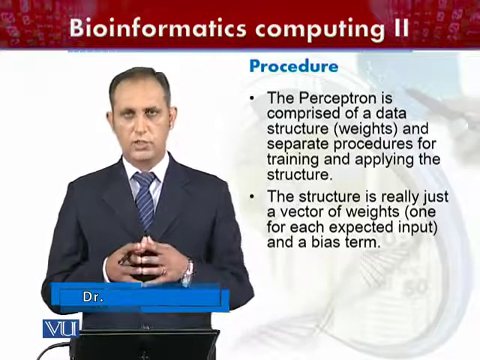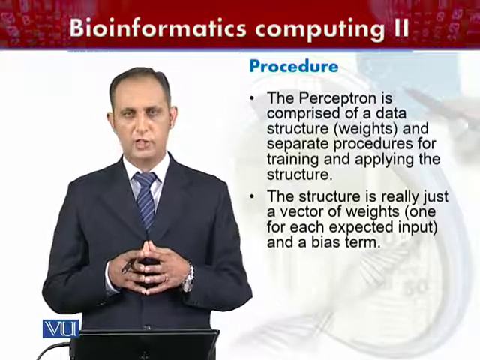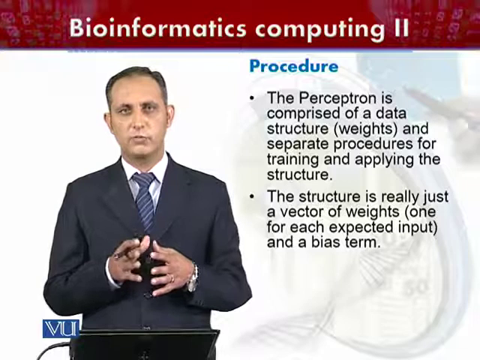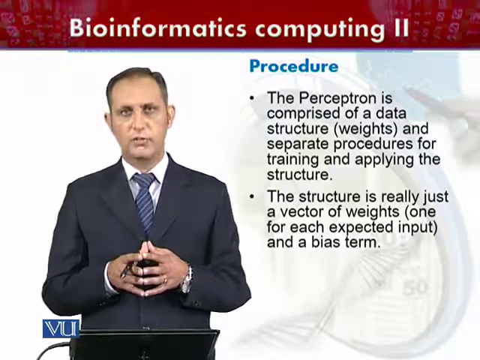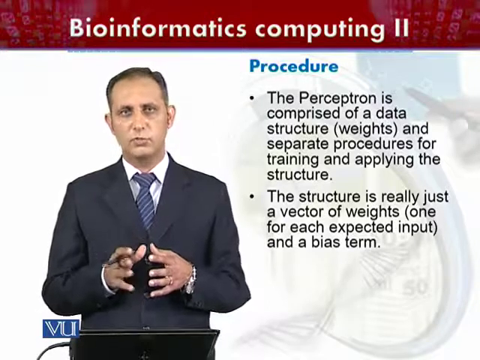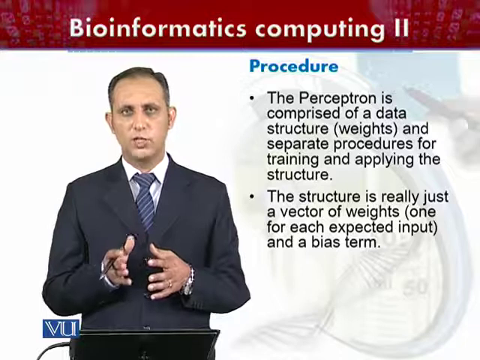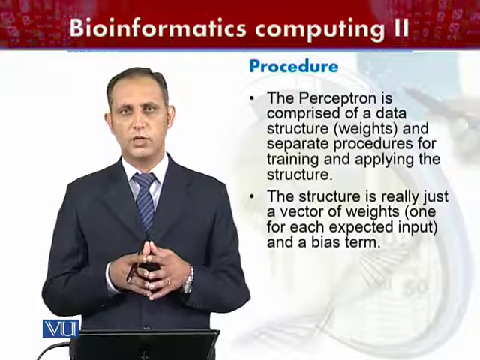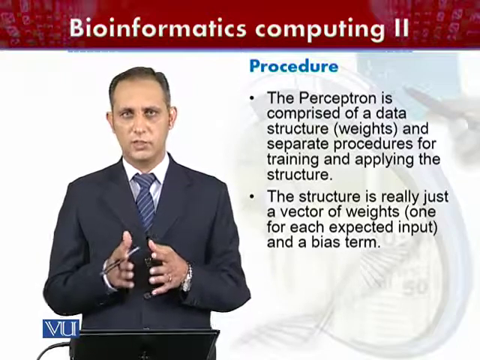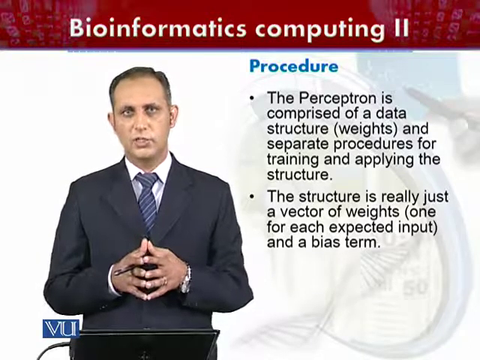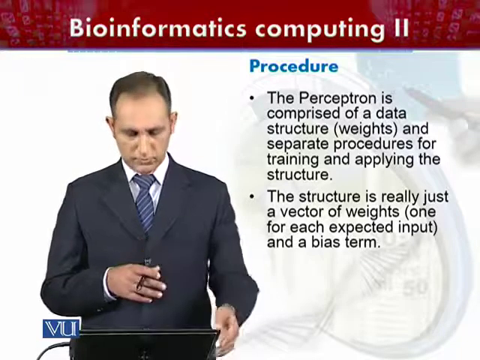The structure is just a vector of weights, one weight for each input signal, and they also have a bias term. The bias term is the unique property. Previous neural network algorithms we studied so far did not use the bias term, but in this specific case, they are using the bias term as well along with the other input signals.